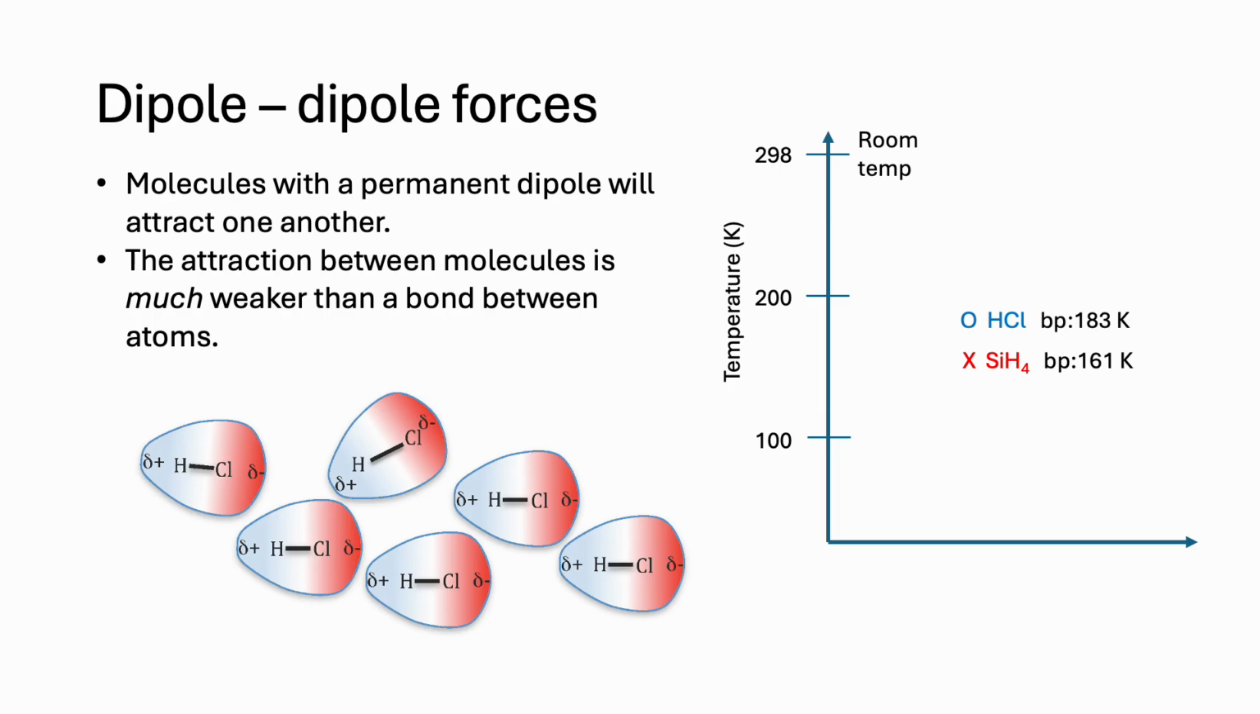It is easier to separate one SiH4 molecule from its neighbour, and so it takes less energy to convert liquid SiH4 to gas, and the boiling point of SiH4 is lower than that of HCl. Data shows there is approximately a 20-degree difference in boiling points of the two substances, which is a direct result of the dipole-dipole forces present in HCl.